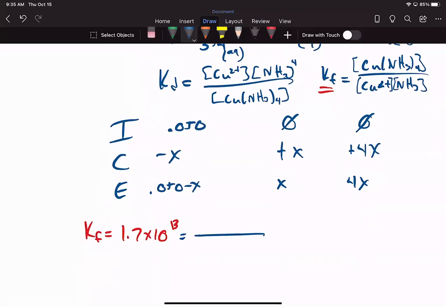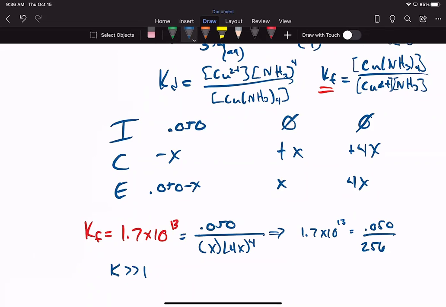So looking at our ice table here, I'm going to make an assumption because this is so much larger. If it's a lot more than 1, I can still make the assumption here because our K is much greater than 1. I'm just going to put 0.050 over x times 4x to the fourth. Let's clean that up a bit. So we're going to have 1.7 times 10 to the 13 is equal to 0.050 over 256 x to the fifth.